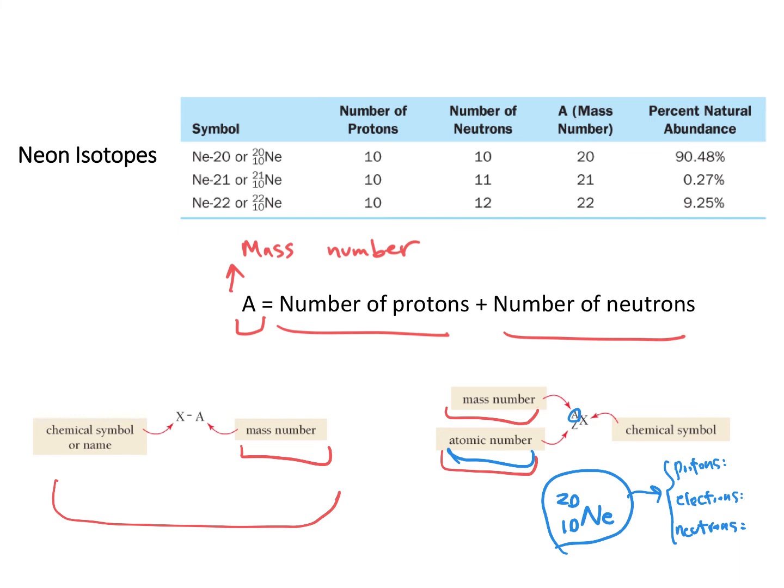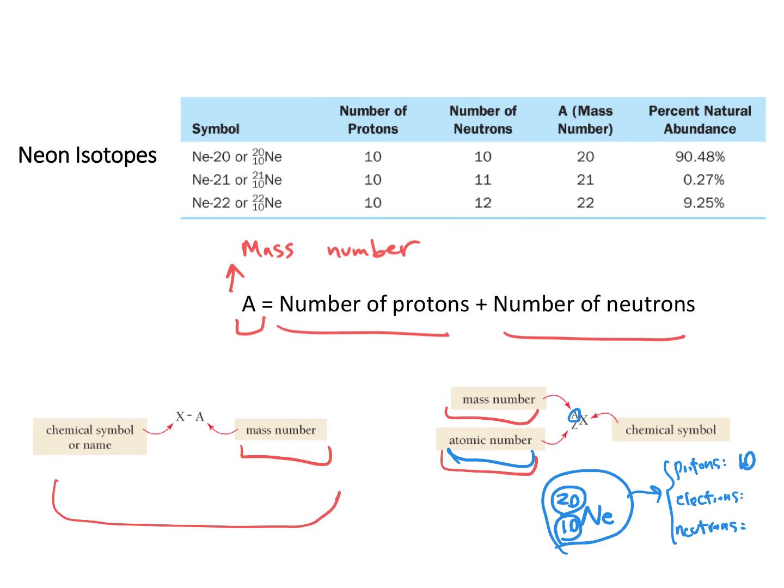10, right? Because the atomic number of neon is 10. What about neutrons? How many neutrons does it have? How many? 20. How many of you say 20?